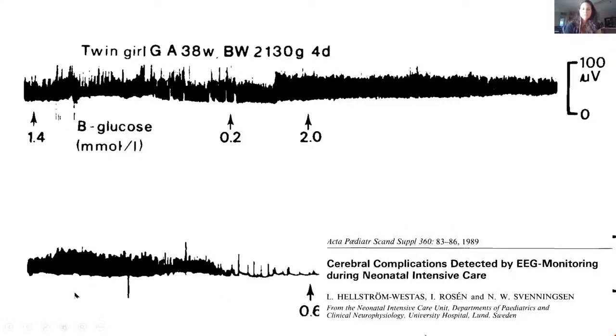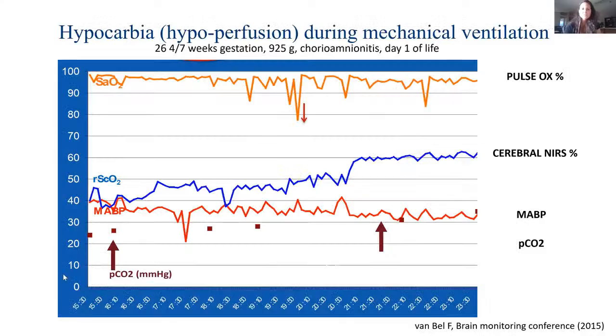So this is from Lena Hellstrom Westas, 1989, with the old cerebral function monitors, the Electromeds that they used. So just interesting to see some of those. Another metabolic feature that I think is really important, this is from Frank van Bel from the Brain Monitoring Conference in 2015. Probably all of you have seen this. So he's looking more at NIRS and looking at some of those situations.